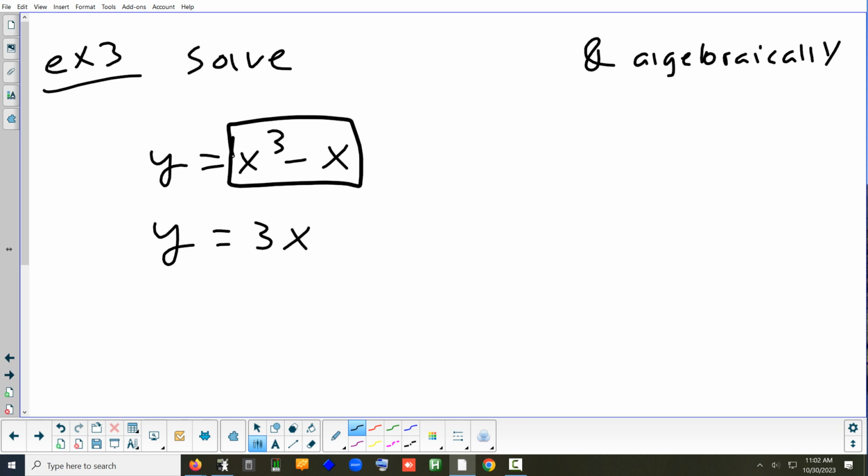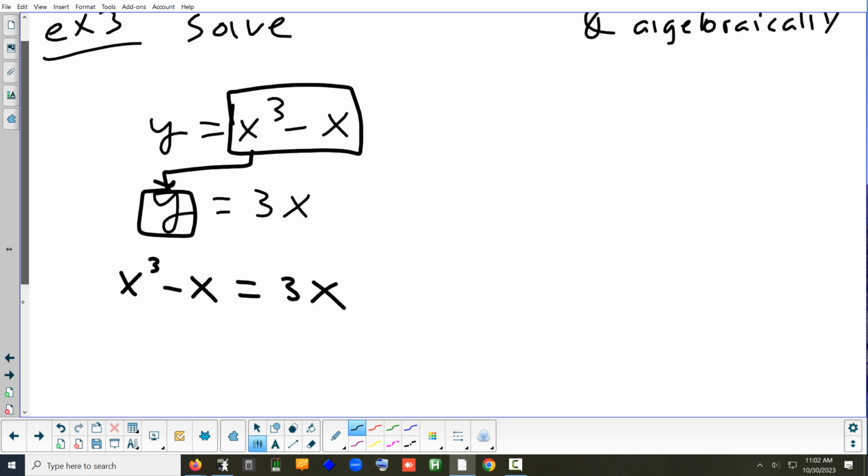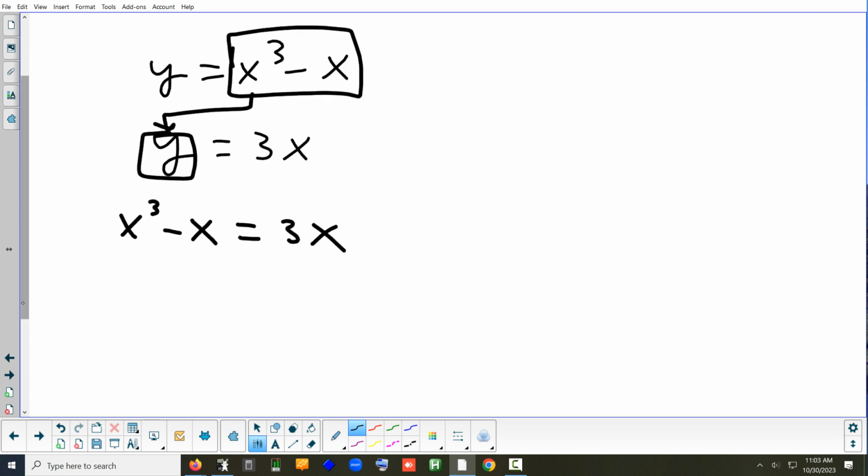And then what do you do with this x cubed minus x? Yeah. Substitute that for y in the next equation. Yeah, you take that and you plug it in right there. So you're going to have x cubed minus x equals 3x. Now, when we're solving equations that have higher exponents, like 2's and 3's, does anyone remember what we usually like to get it equal to?